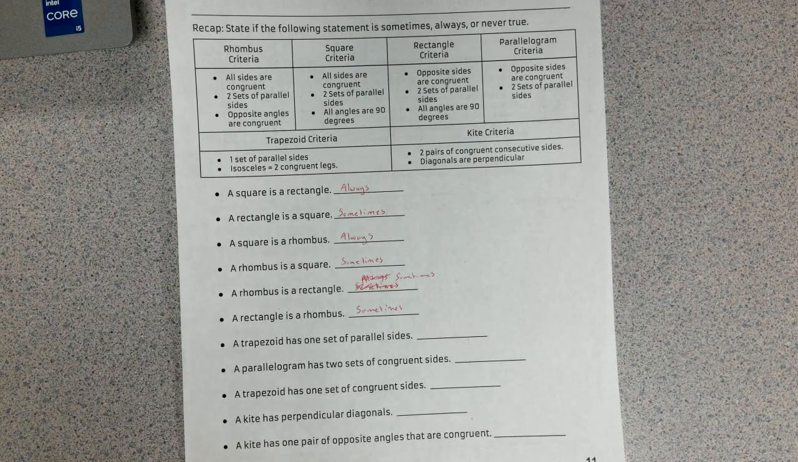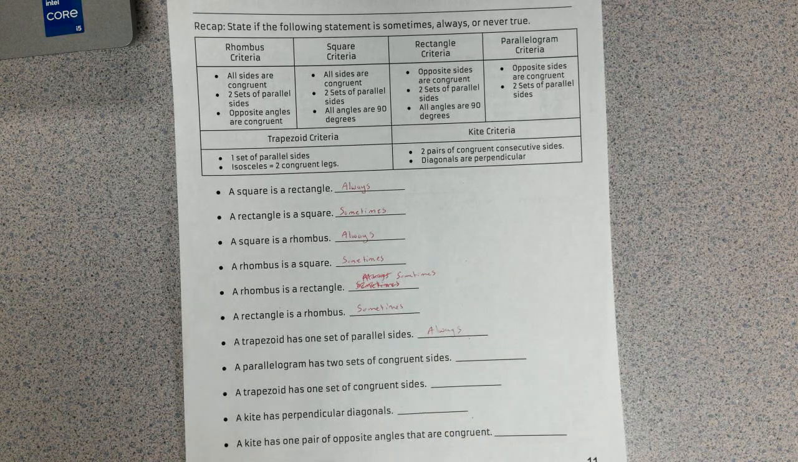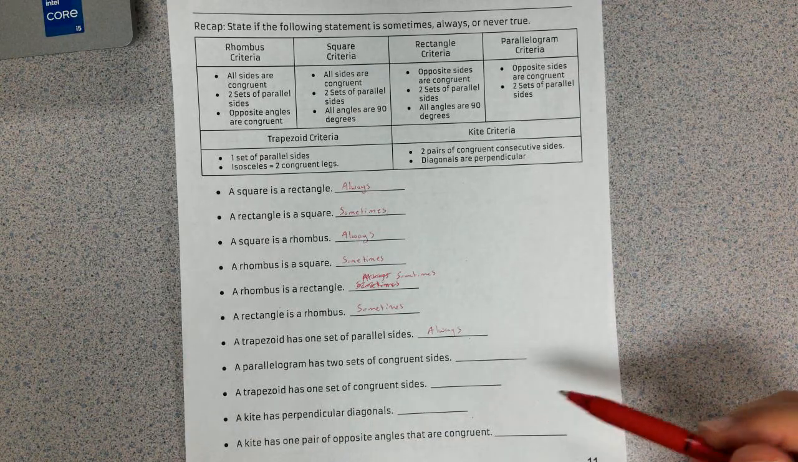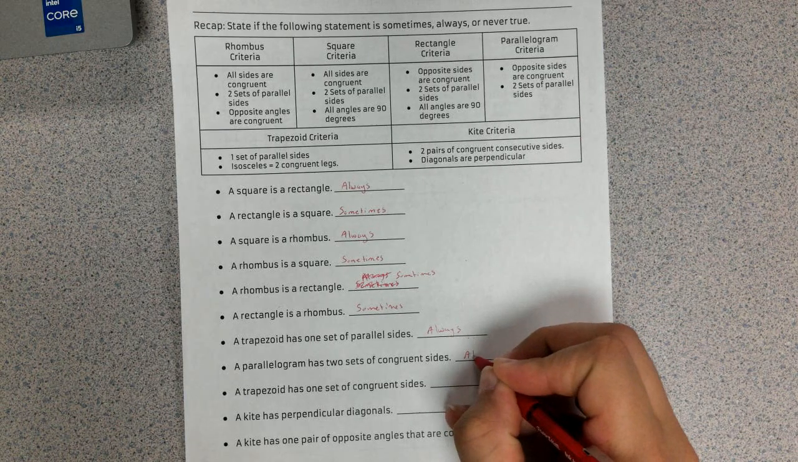Okay, a trapezoid has one set of parallel sides. If we go to trapezoid, one set of parallel sides, yep, always, regardless if it's isosceles or not. Okay, a parallelogram has two sets of congruent sides. Opposite sides are congruent. That is always.